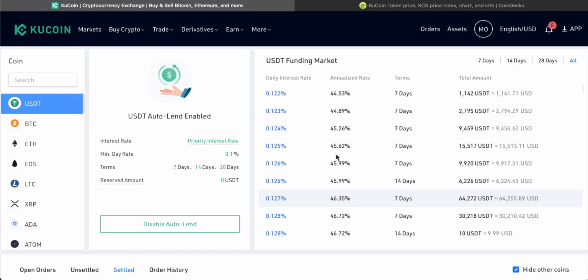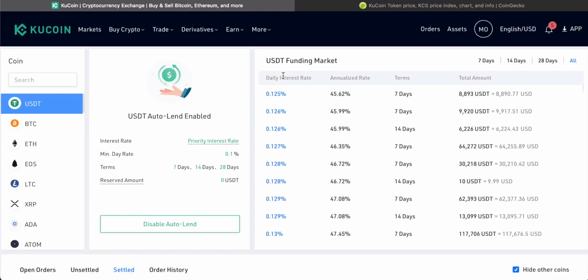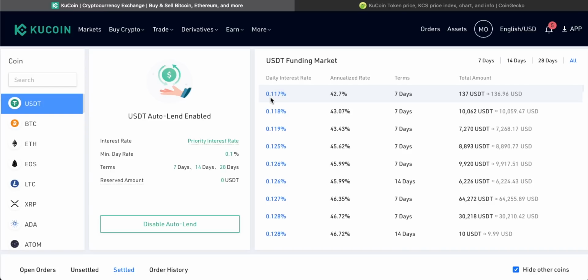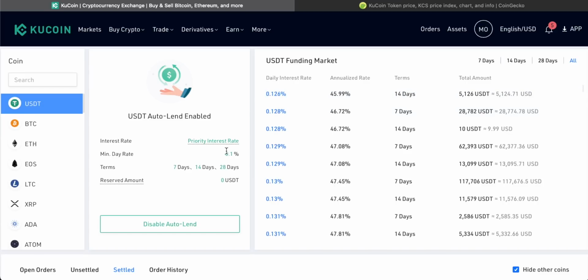So we can come up to the lending market right here, and you can see that the daily interest rate is at the moment around 0.117%. So my minimum day rate is 0.1, so well below this current rate. So what's going to happen? The system will actually lend out my money at a higher rate than this, but I'm saying don't lend out my money if the rate is below 0.1%.